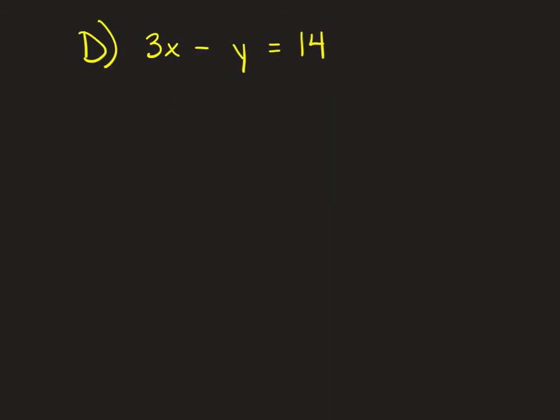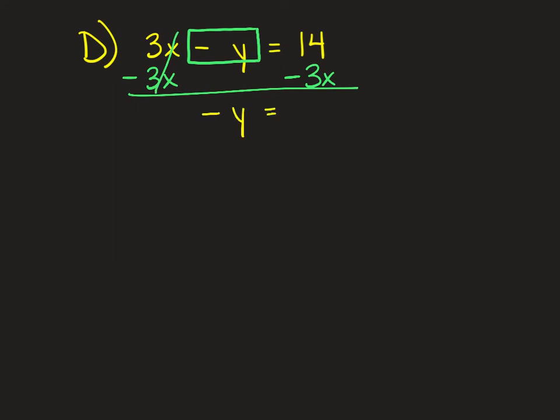Equation D, 3x minus y equals 14. We'll start by boxing in our y term because we want to get that y term by itself. So we're going to get rid of 3x by subtracting 3x from both sides of the equal sign. So we get negative y on the left side.